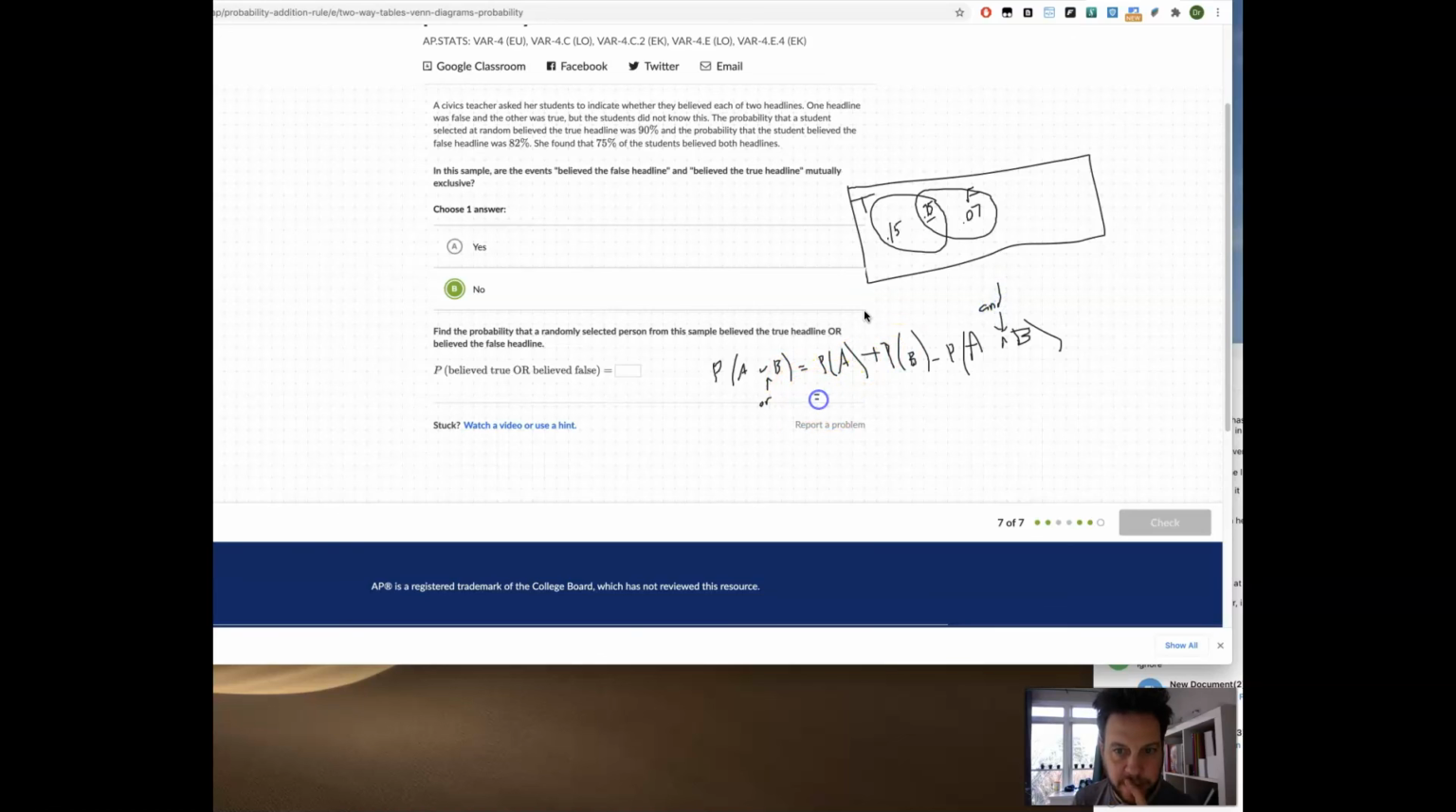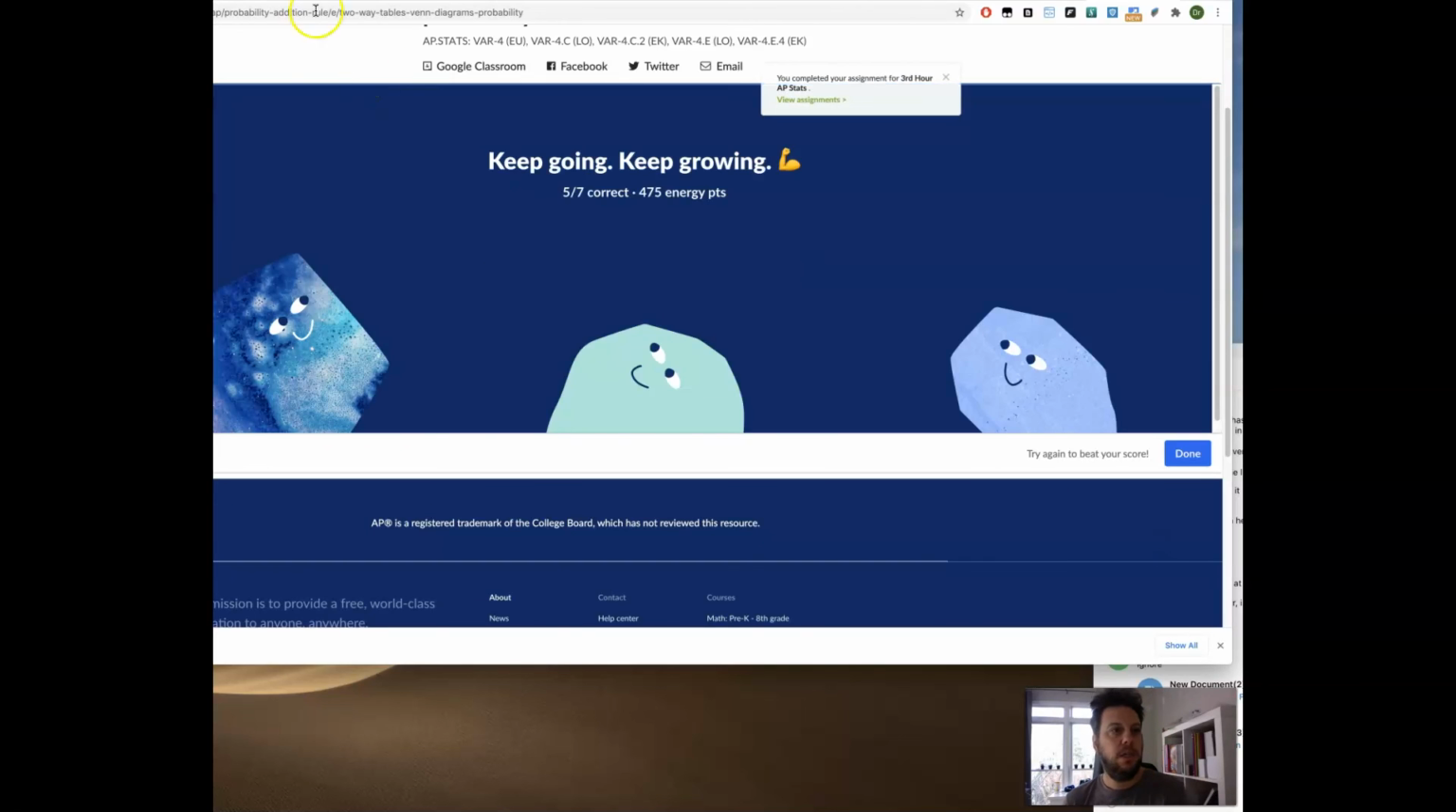So the probability of A is the probability that they believe the true headline. 90%, and it's because these two total up to 90%. Probability of B, 82%. Notice that these two numbers in the B circle add up to 82%. But if I stop there, now I'm at like 172% or 172 probability. That doesn't make any sense. So we got to subtract the overlap, which is the 0.75. And that should get me 0.97. So then this over here, if I'm right, would be 0.03 because the whole box should add up to 1. Nice one. All right, hopefully that helps.